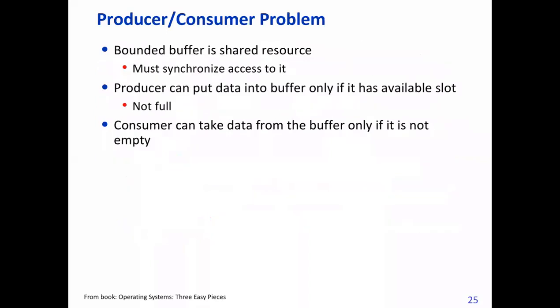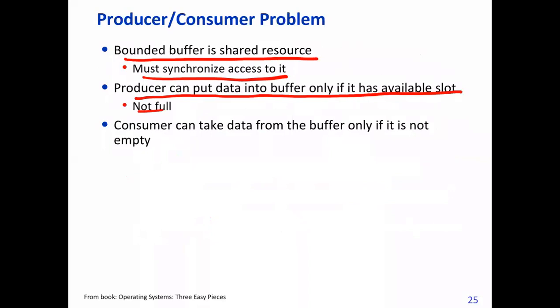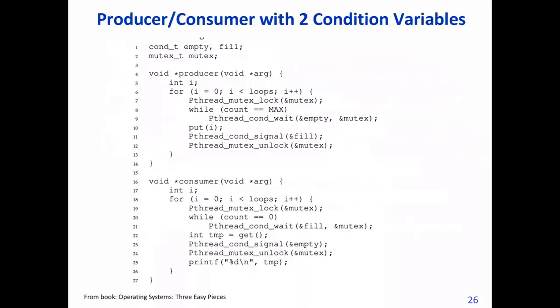All right, so this is the same thing that we have discussed. The bounded buffer is a shared resource, so we must synchronize access to it. The producer can put data into the buffer only if there is an available slot, and the consumer can take data only if it's not empty. It's fine, these things we have already studied. Now look at the code. All right, what are we doing here?